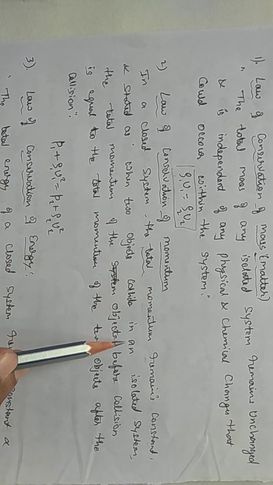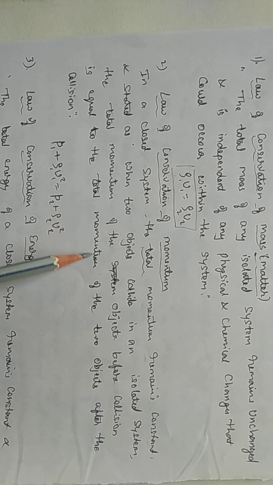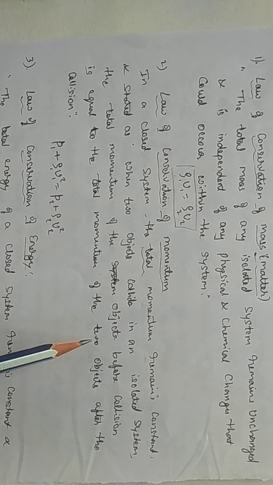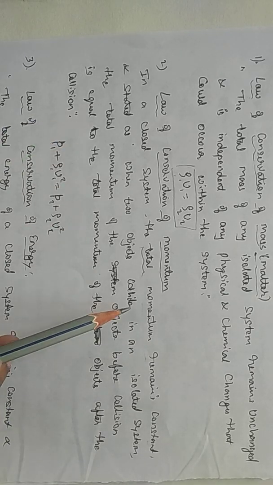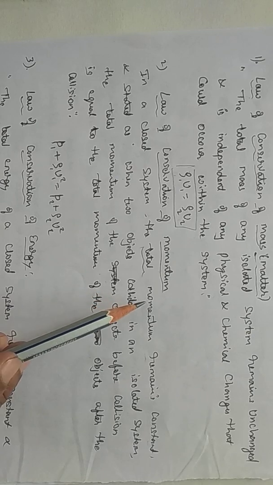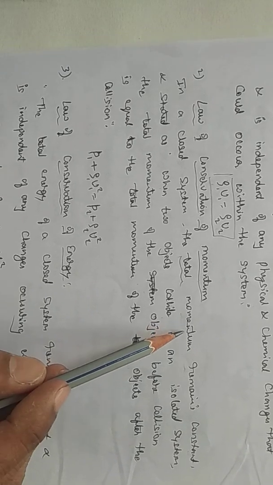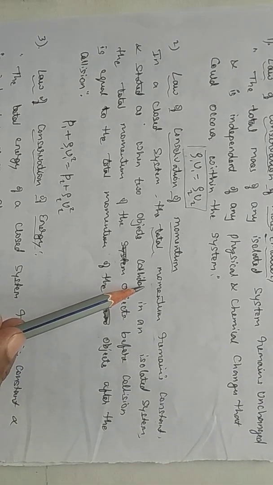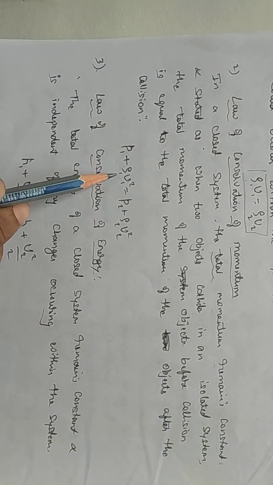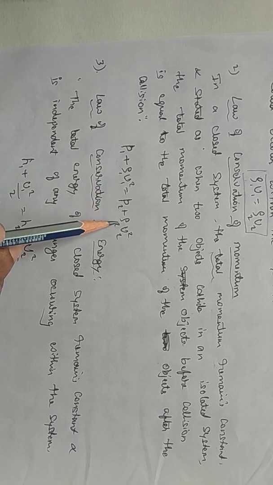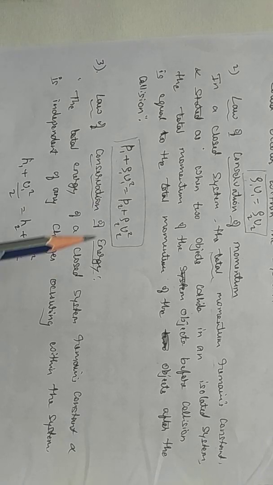When two objects collide in an isolated system, the total momentum of the objects before collision is equal to the total momentum of the objects after the collision. It means the momentum before the impact and after the impact are the same. So this corresponds to the conservation of momentum. Mathematically it may be given as P1 plus rho 1 u1 square is equal to P2 plus rho 2 u2 square. So this is the law of conservation of momentum.